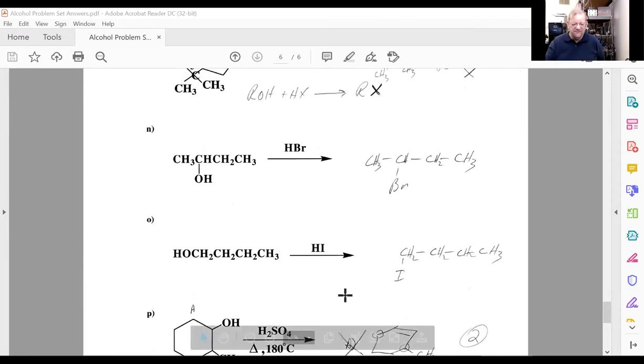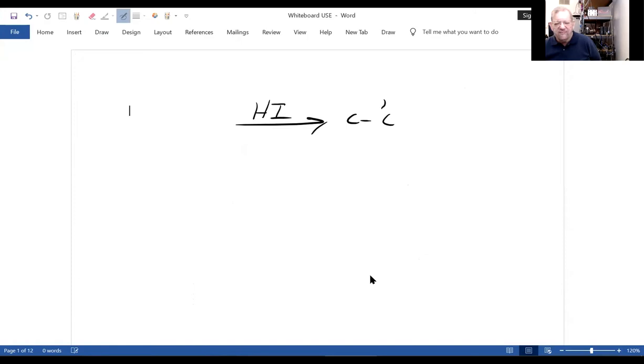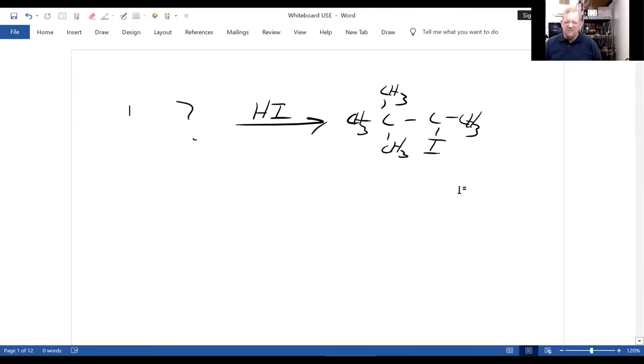Ooh, I thought of something. Let's have some fun. So far, Dr. White's been having all the fun. That's not right. And what molecule would you react with HI to make the molecule I just drew? You have some fun.